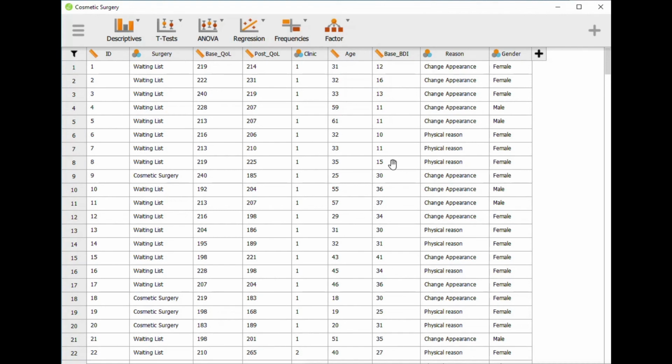So we want to go to, in this case, we're running an independent samples t-test. The reason for that is because we're comparing two different groups, right? The group of people who did it to change their appearance versus the group of people who did it for physical reasons. And there's nothing that links any individual person in one group to any individual person in the other group. So they're just two completely independent groups of people. So we're going to run an independent samples t-test, because we have two samples that are not linked.